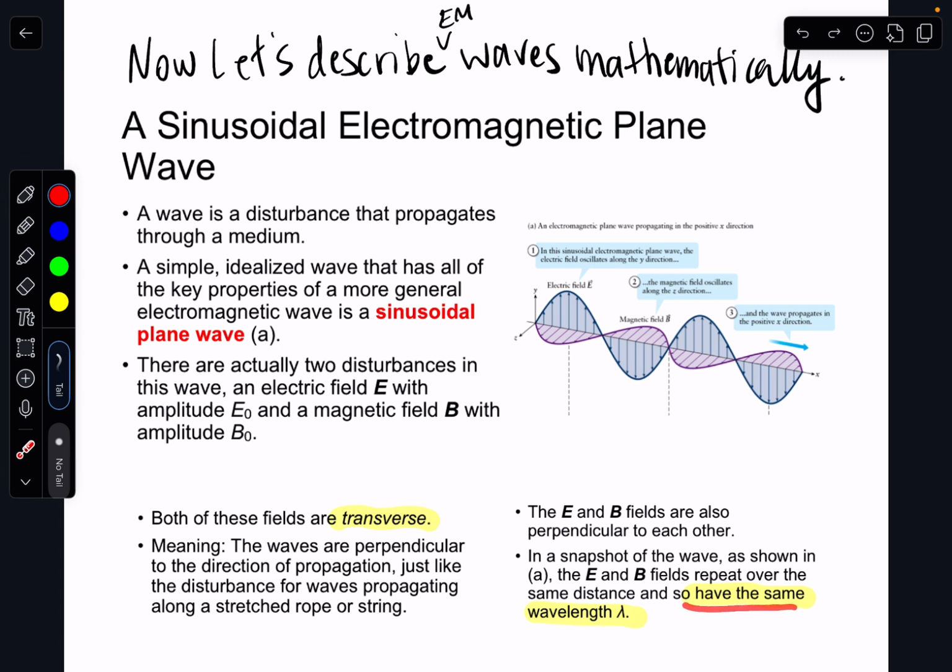And they have the same wavelength, which is what I explained before, right? Their peaks occur at the same time, their zeros occur at the same time or place, and so therefore E and B have the exact same wavelength.